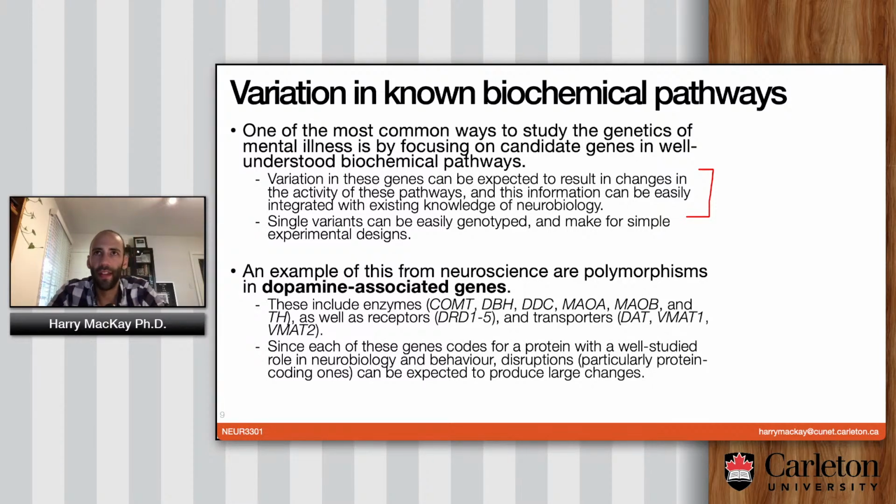Now, I guess the one that you might have heard of or might be most familiar to you are variations, or polymorphisms, I should say, in dopamine-associated genes. So these are all the genes that either act as receptors for dopamine or as transporters or as enzymes that play a role in either synthesizing or degrading dopamine. So enzymes like COMT, catechol-O-methyltransferase, DBH, dopamine beta hydroxylase, monoamine oxidase A and B, tyrosine hydroxylase, which is involved in synthesizing dopamine. You've got the different dopamine receptors and, of course, the transporters that move dopamine in and out of vesicles and so forth.